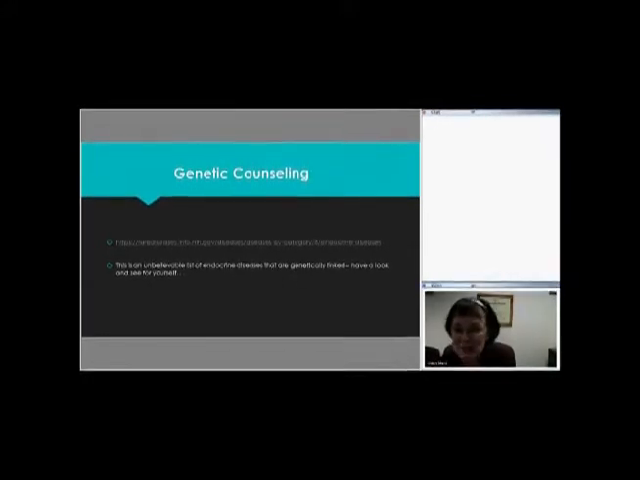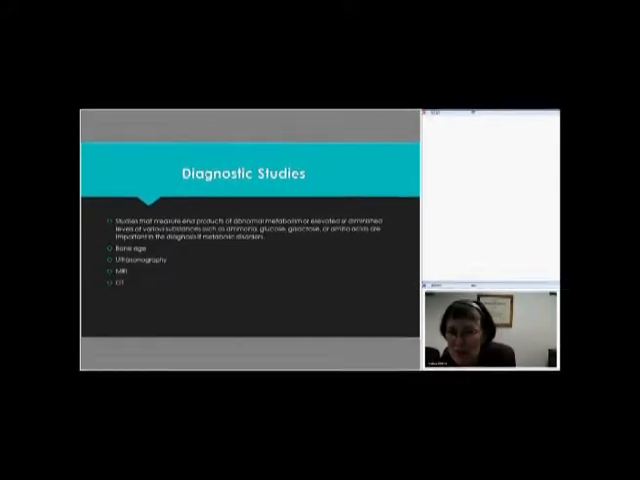Genetic counseling. This is what I was talking about. This is an unbelievable list of endocrine diseases that are genetically linked. So have a look and see for yourself. It is enormous. I've never heard of some of them. There's just a gigantic number of diseases that are genetically linked that can be passed on from the parent to the child. What kind of diagnostic studies might you need to do?